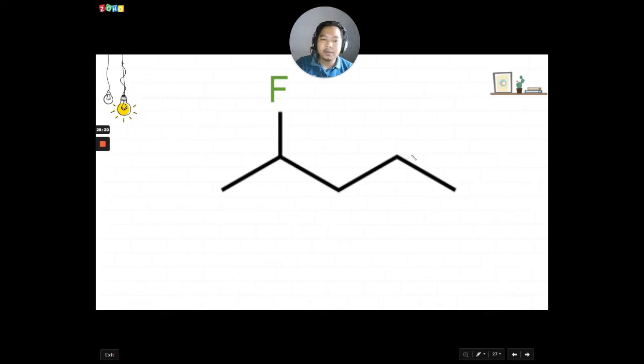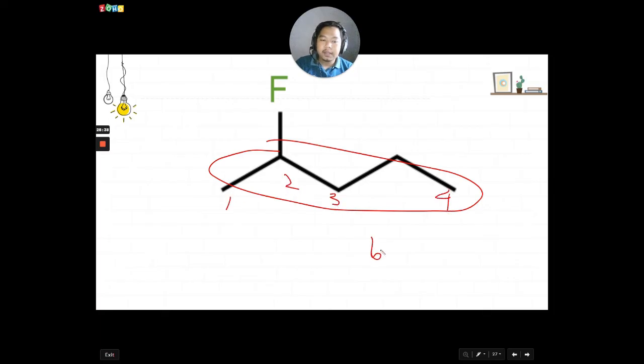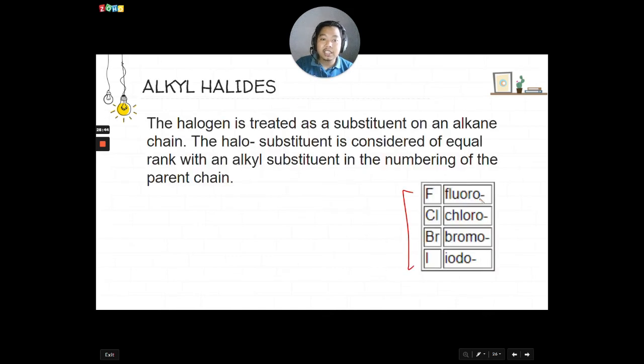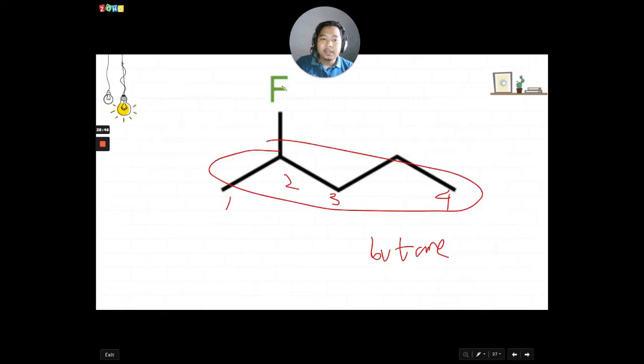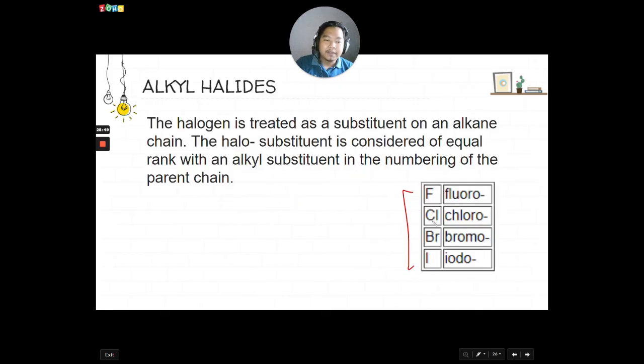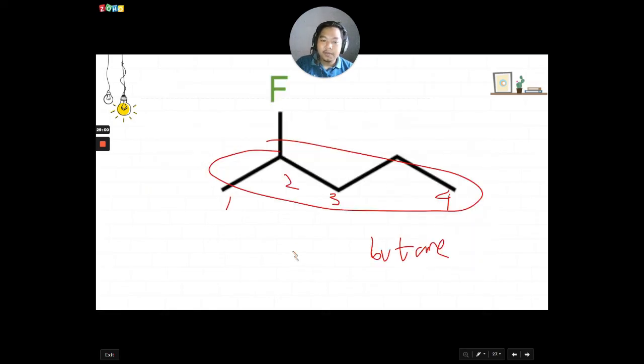So, halimbawa, we have this one. Find the longest carbon chain. That would be 1, 2, 3, 4. That would be butane because it's 4. And F is fluoro. Kapag merong letter dito, ibig sabihin alkyl halide siya: F, Cl, Br, I. Hindi siya fluoril, chloril, bromil, or iodil. We use O in their suffixes. So, fluoro, and then 2. So, 2-fluoro in lower case, fluorobutane. One word, 2-fluorobutane.